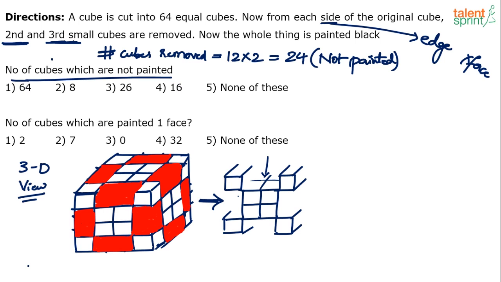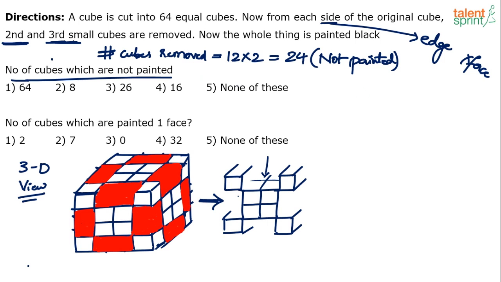If you refer to the video on cubes, forget about the second and third cubes getting removed. Even if the whole thing is there and everything is painted, if the original cube with 64 pieces is painted on all the sides, what will be the number of cubes which are not painted? We know that this has been discussed.